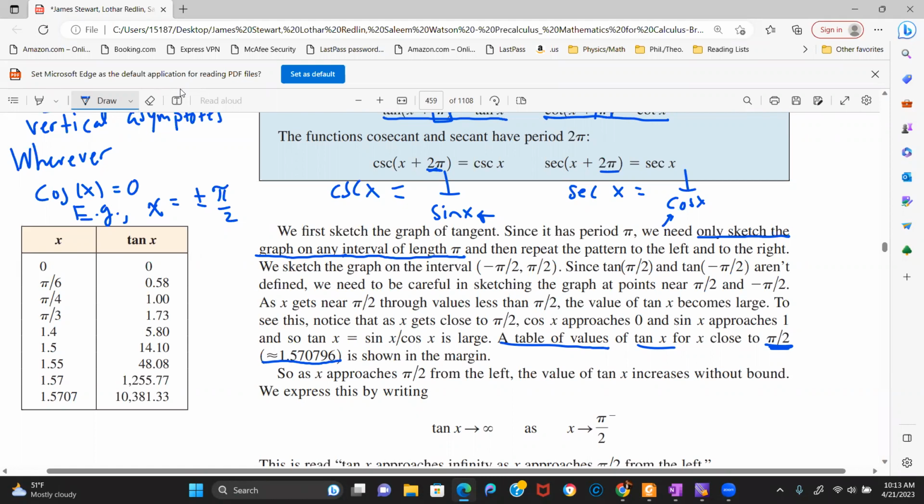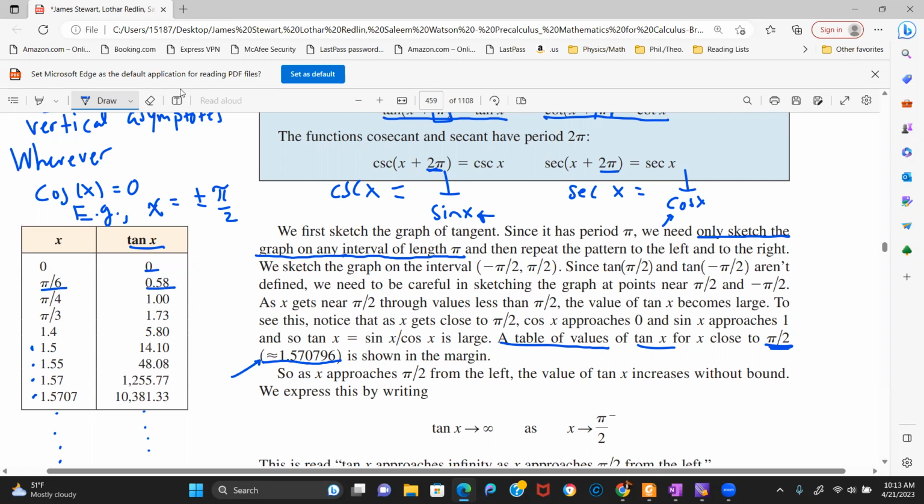So you notice we have 0, pi over 6, pi over 4, pi over 3, and then we have 1.4. That's close to 1.5. That's close to this decimal approximation right here. And then you take 1.5, 1.55, 1.57, and you can imagine that this table just keeps going down, and then you're plugging these values in to tangent x. So you plug 0 into tangent x, you get 0, pi over 6, you get 0.58, etc.